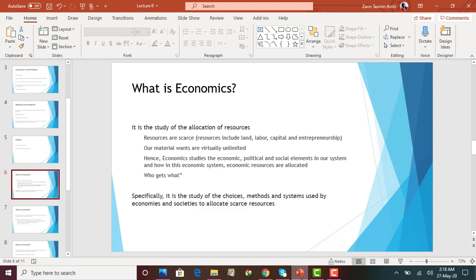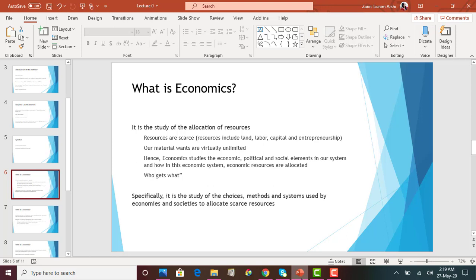Okay, so economics is the study that helps to solve this gap between infinite wants and finite or limited resources. It is the study that helps us to distribute the resources in such a way that we can make the best choices and ultimately get the maximum amount of satisfaction. Economics formally studies the economic, political, and social elements in our system and how in this economic system the resources are allocated. So who gets what? How much I am getting in the economy, how much you are getting, how much Tom is getting. That's what economics is all about.